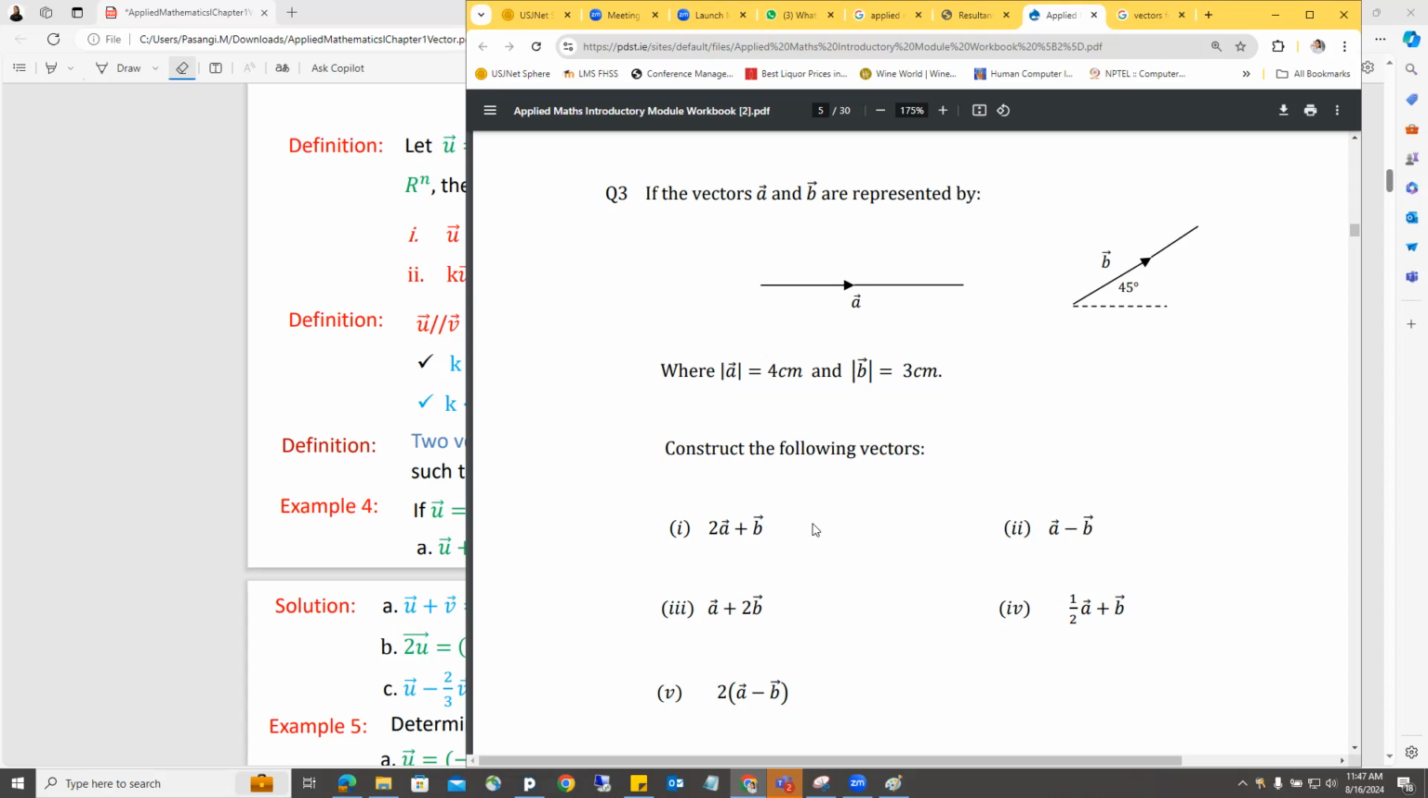Okay, done? So I draw all of them, right? You did all? No, I'm supposed to draw all of them or just... You need to draw all of them, yes. How do you draw a minus? So minus means the same magnitude, but the direction is opposite.